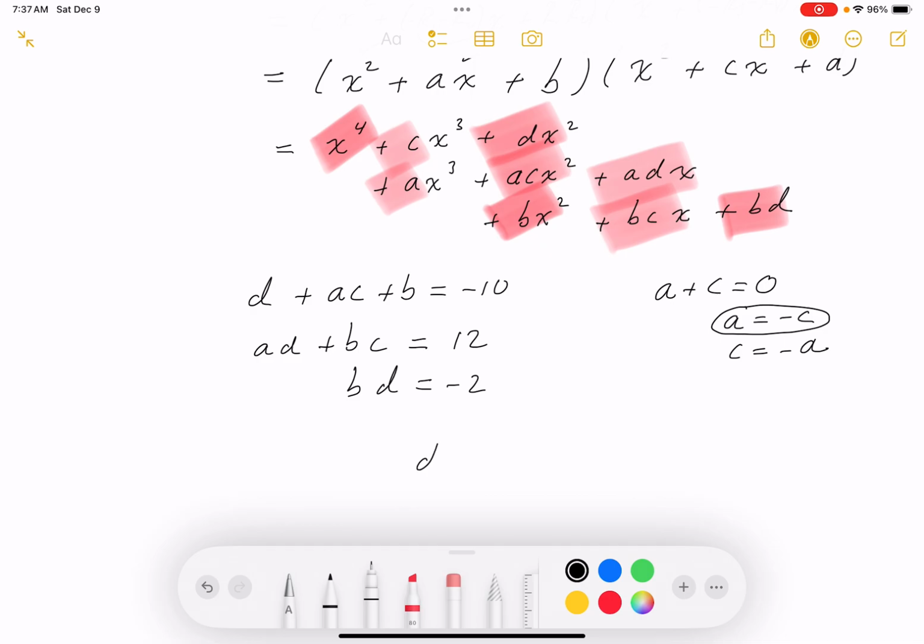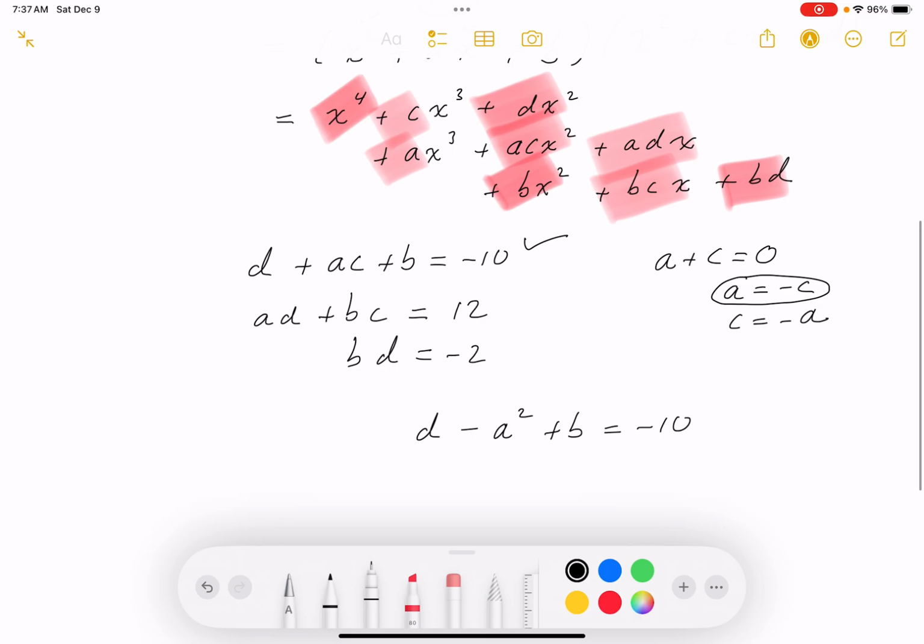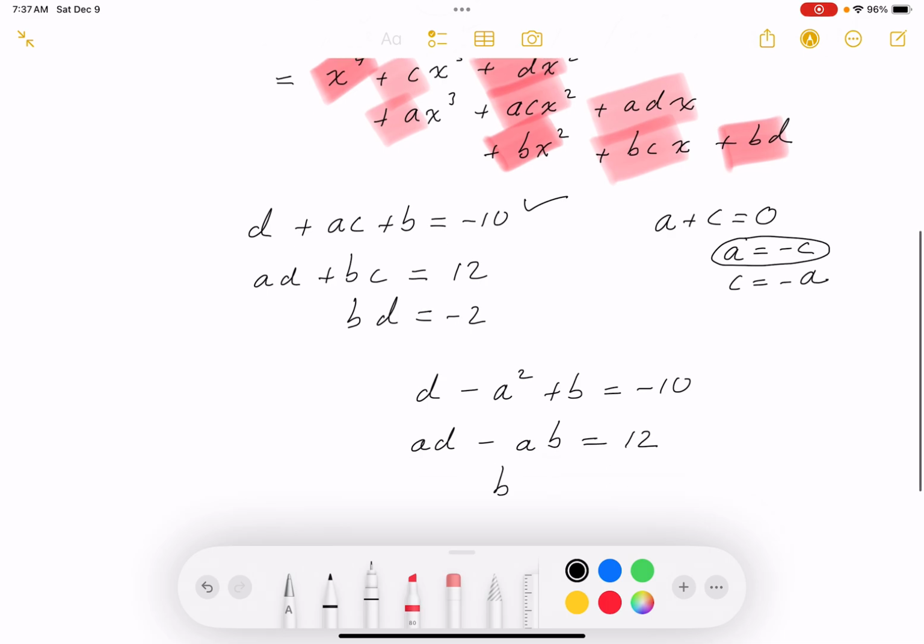So let's write this down. The first equation is going to be D, and then minus. The reason I'm saying that is that the C is actually minus A. So this can be minus A squared plus B is equal to minus 10. All right, let's do the next one. Next one I'm seeing is AD, and then I'm going to say minus, and the reason for that is the C is minus A. So minus AB, and that equals 12. What's the last one going to be? BD equals minus 2.